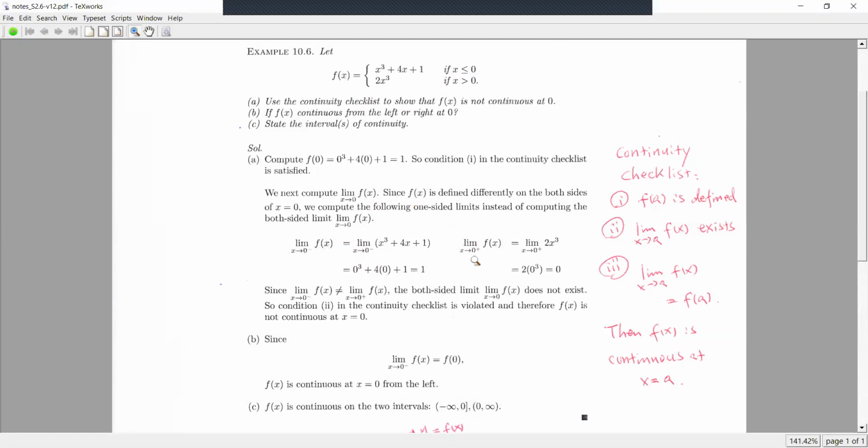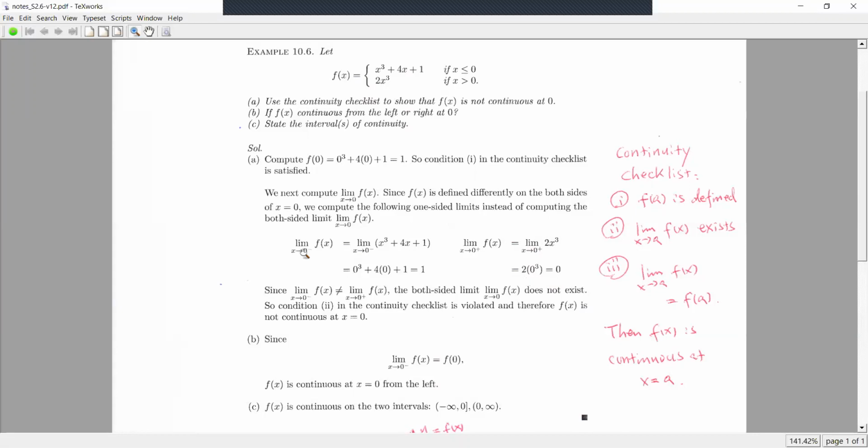Now, the right-hand limit at 0. x approaches 0 from the right side. From the right side, that means x is greater than 0. When x is greater than 0, the function is this. So plug in 2x to the third in the function f here, then we have this equation. Now, to find this limit, plug in 0 for x, then the limit is this number. This number is 0.